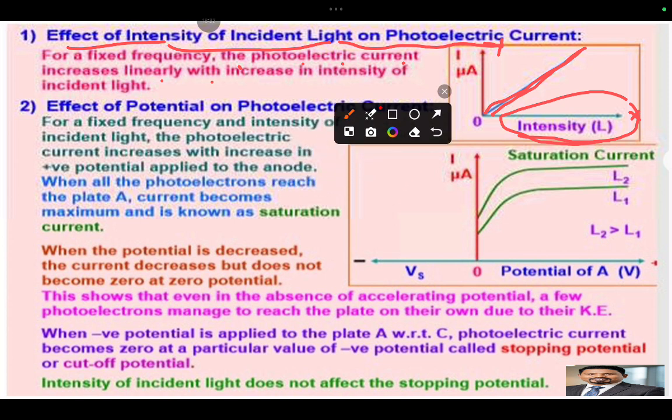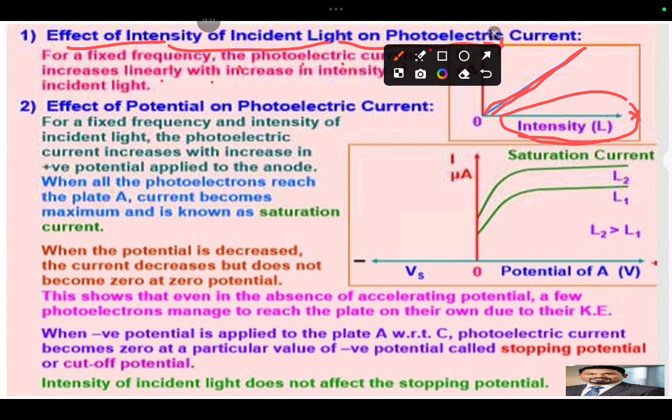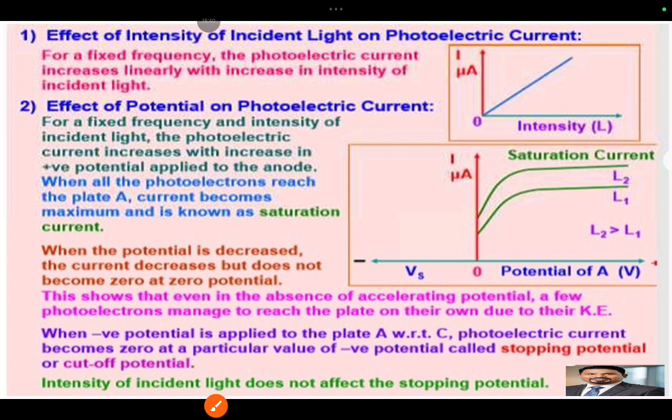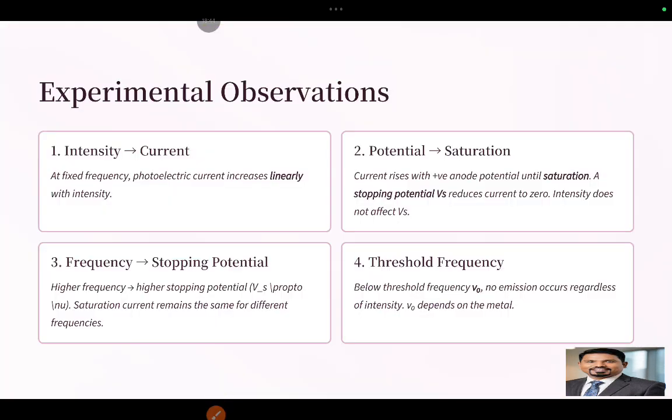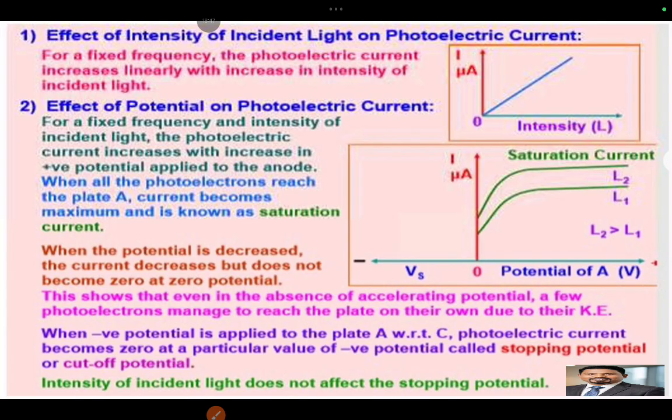And the second observation: effect of potential on photoelectric current. For a fixed frequency of the incident light, the photoelectric current increases with increasing potential applied to the anode.